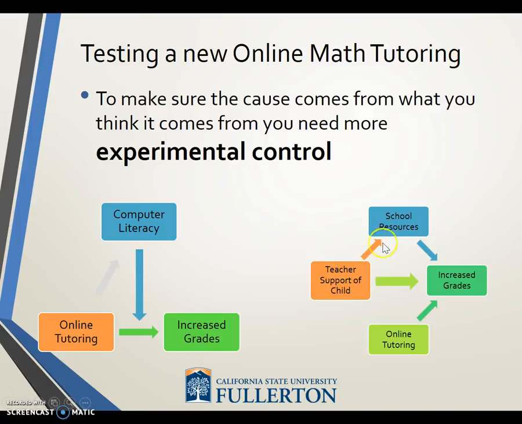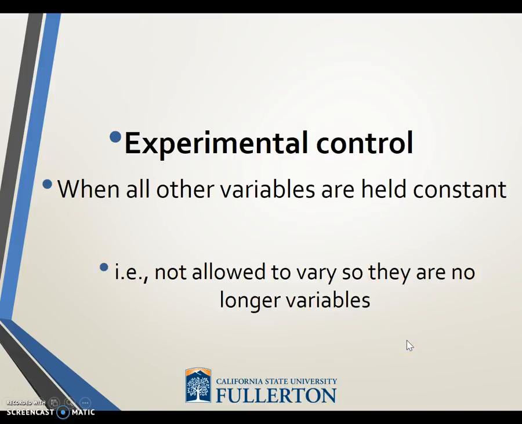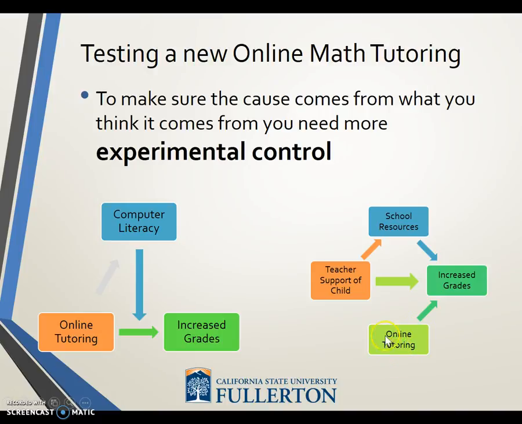So with that, if those are both the same, so if everybody has like a level 8 out of 10 on both school resources and teacher support, then you can be sure that it really is your online tutoring that's causing that change. Alright, so one way to control experiments is just like that example. It's when all other variables are held constant in an experiment. So basically they're not allowed to vary, so they are no longer variables. So in that example, the only thing we're varying is the online tutoring. You either get it or you don't, and everybody has the same teacher support and everybody has the same school resources.